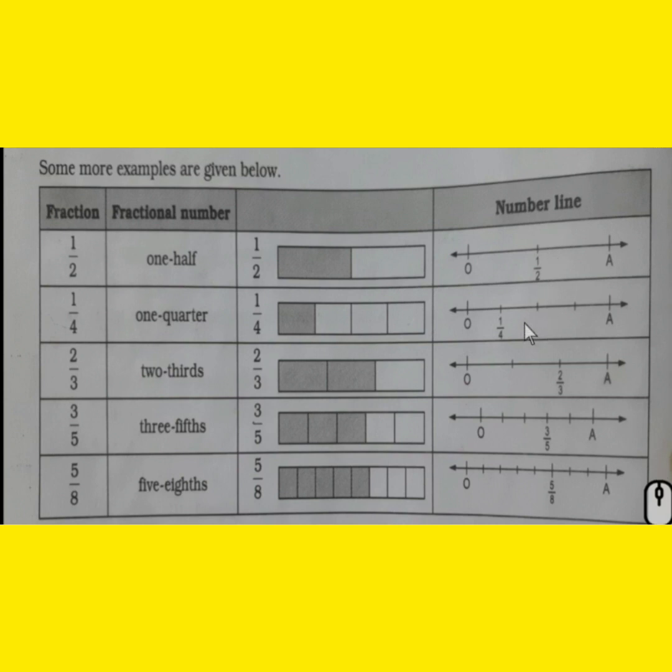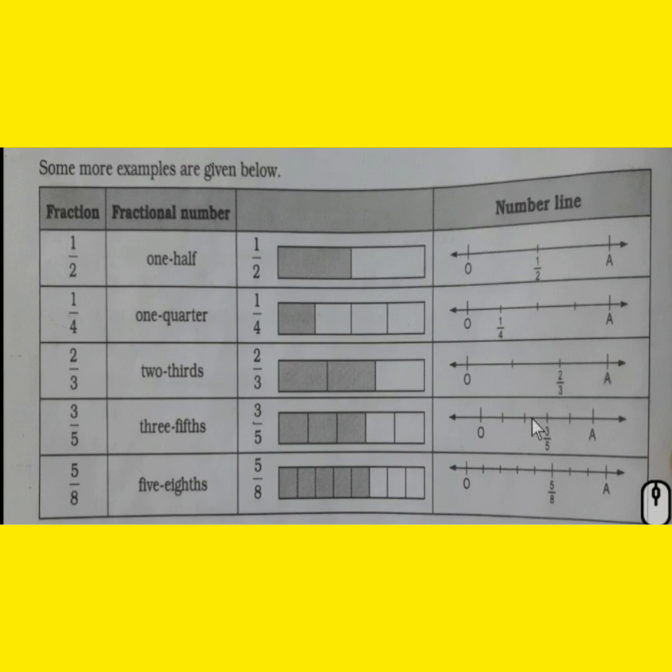For 1/4, in between O and A, we make 4 equal parts. This is the first part, this is the second part, this is the third part, and this is the fourth part. And the first part represents 1 upon 4. For 2 upon 3, similarly, in between O and A, we make 3 equal parts, the number written in the denominator. So how many parts? 1, 2 and 3. And we represent 2 upon 3: this is the first part and this is the second part. So the second part represents 2 upon 3.